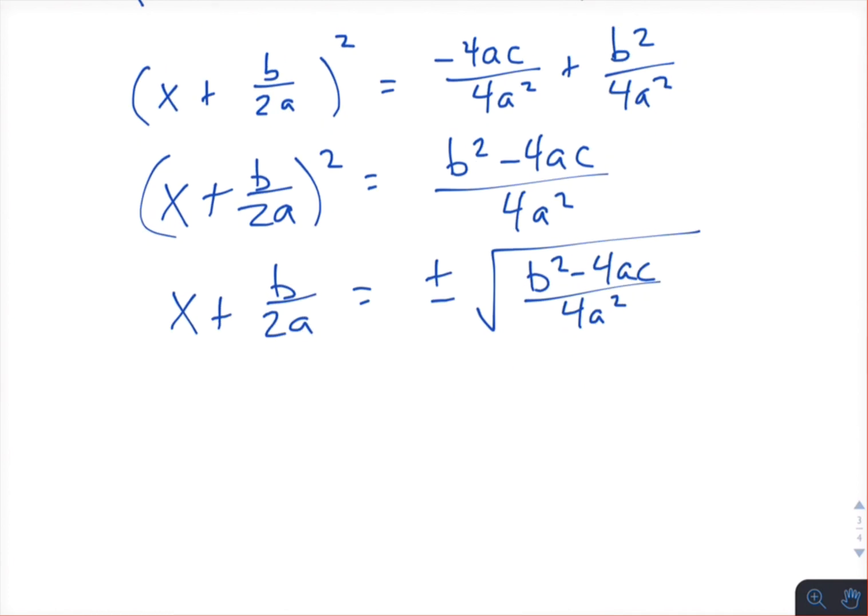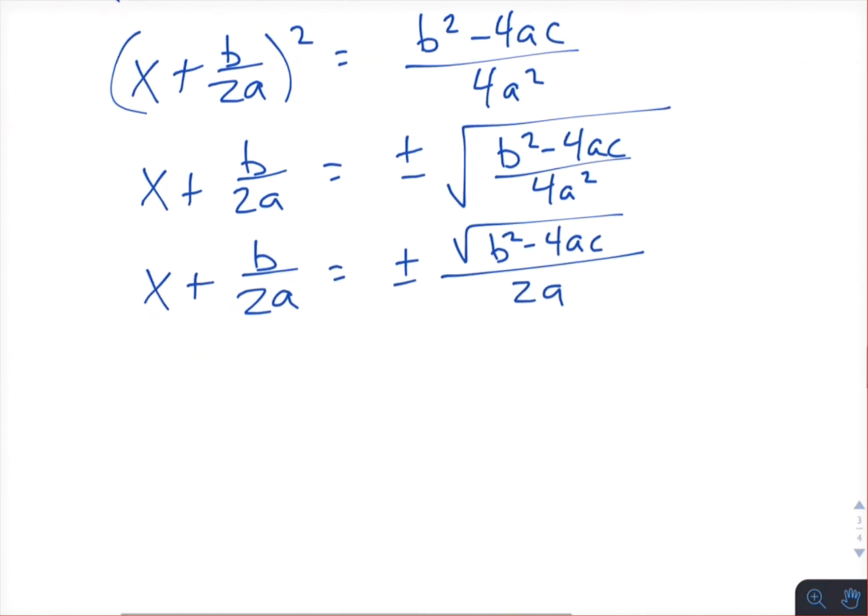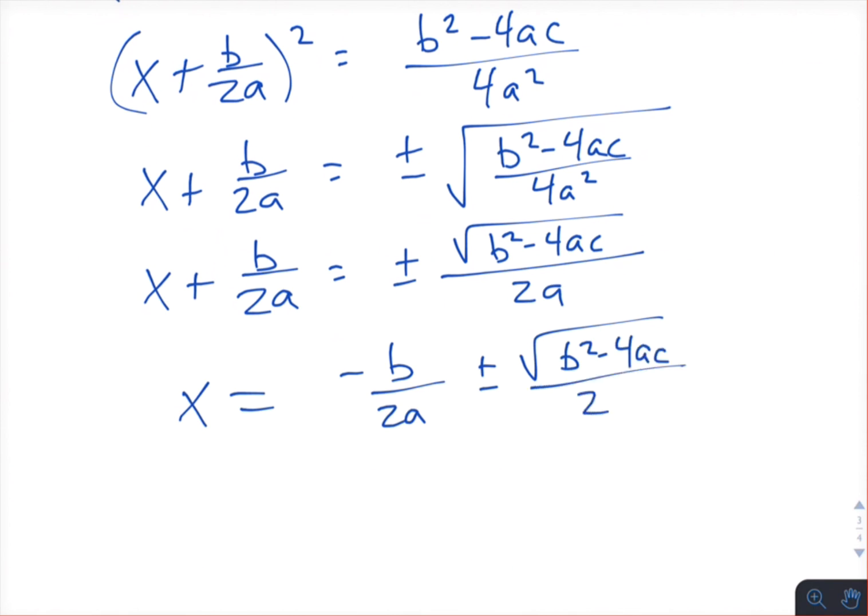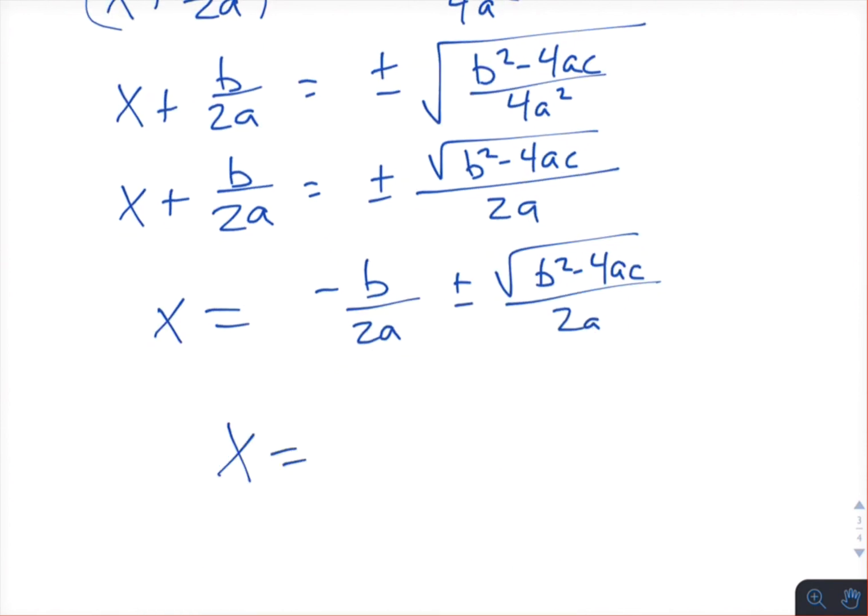We can take the square root of 4a squared. It's 2a. So we end up with plus or minus the square root of b squared minus 4ac over 2a. And when I bring this over to solve for x, I get negative b over 2a plus or minus the square root of b squared minus 4ac over 2a. And this is how we come up with the quadratic formula.